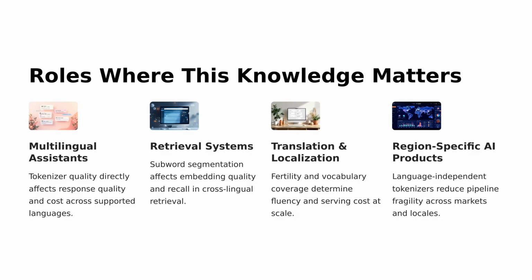This knowledge matters in several key roles. For multilingual assistants, tokenizer quality shapes both response quality and cost across languages. In retrieval systems, subword segmentation influences embedding quality and cross-lingual recall. For translation and localization, fertility and vocabulary coverage affect fluency and serving cost at scale. And in region-specific AI products, language-independent tokenizers help reduce pipeline fragility across different markets and locales.